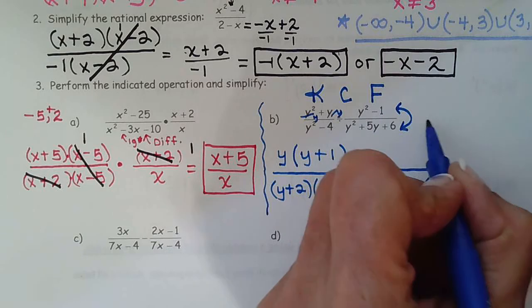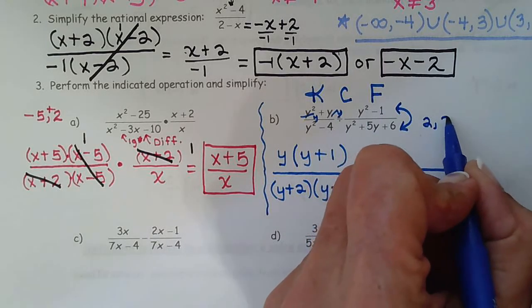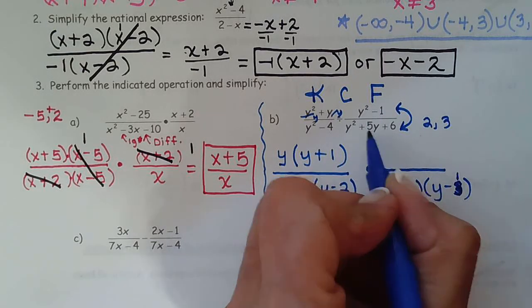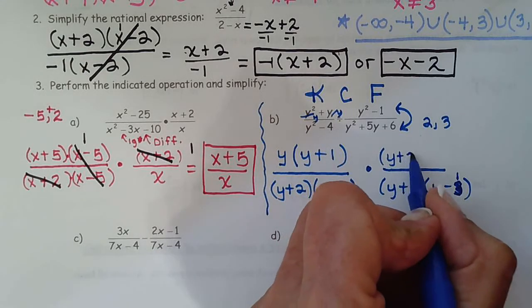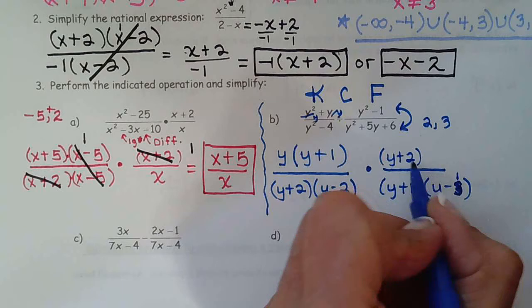Now we have to do this. So factors of 6 that add to 5: 2 and 3, all plus signs. So that means they're both plus. And you can see 2 plus 3 is 5.